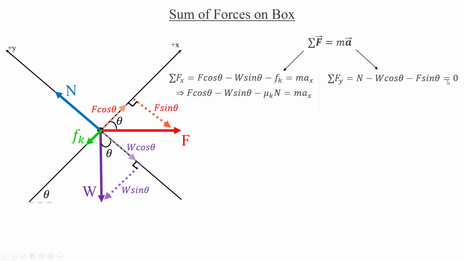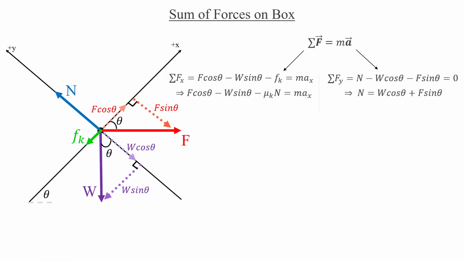There is no net acceleration in the y direction because as the box moves along the ramp, it doesn't go up or down perpendicular to the ramp. If it did, it would be floating in the air, or it would be inside the ramp. It doesn't do that. It stays along y equals 0 the entire time it moves along x and goes up and to the right. So that means we can take these terms here and move them to the other side. So now we have an expression for the normal force.